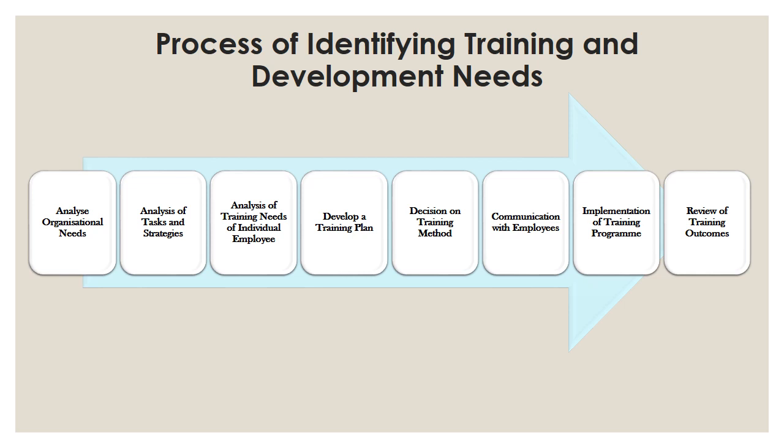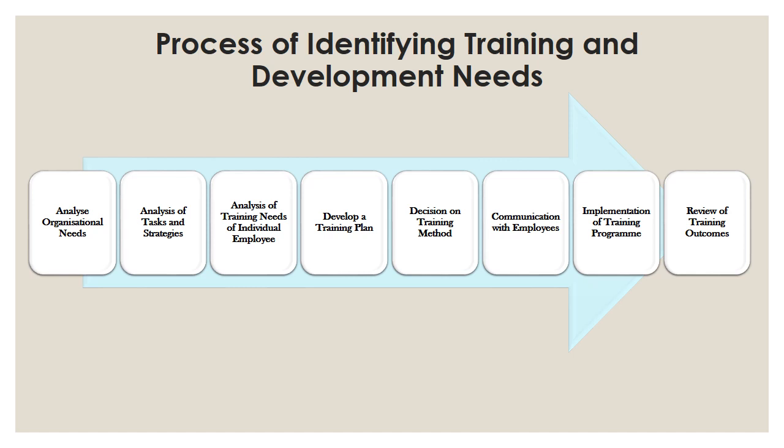Now comes the implementation process, and the implementation process starts with communication with the employees. Okay, so now what needs to be done? We have decided that this training program is going to be given. We have decided that this training method is going to be adopted. So now these aspects have to be communicated to the employees. Communication is very, very important so that they don't resist what is being given to them. Once the employees are communicated and they accept it, the implementation of the training program actually takes place.